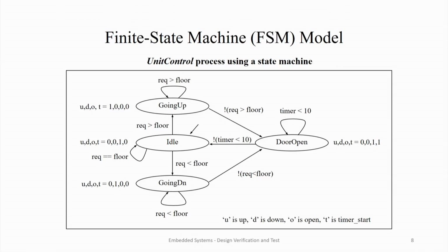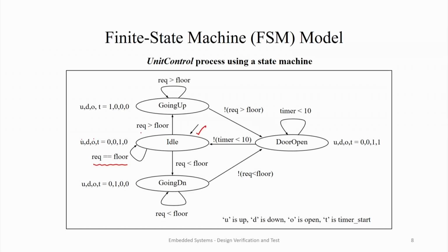In this FSM, the initial state is this one, idle. It has the name idle. In this state, it stays until the requested floor is different from the current floor. In the self loop it goes on staying in this idle state, and in this state you have up and down variables, U and D, corresponding to up and down outputs. They are 0, and the door open output is 1, and the timer is 0 again.